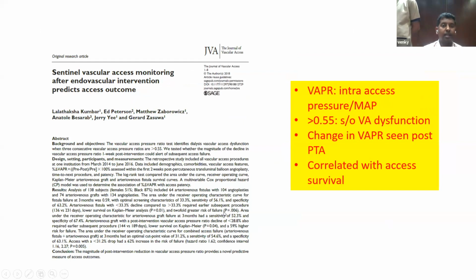This is one of the articles published from his team, wherein they looked at the access ratio, the pressure ratio inside the access, that is the pressure in the access as compared to the mean arterial pressure. I told you the normal ratio is between 0.3 to 0.4. Any ratio more than 0.5 could suggest an outflow stenosis. More than 0.5 on three consecutive instances will be a recommendation to take the patient for an angioplasty. And they look at the ratio after angioplasty, and the more the change in ratio after angioplasty, the higher the long-term success rate. So that tells you one more usage of vascular access pressure monitoring.